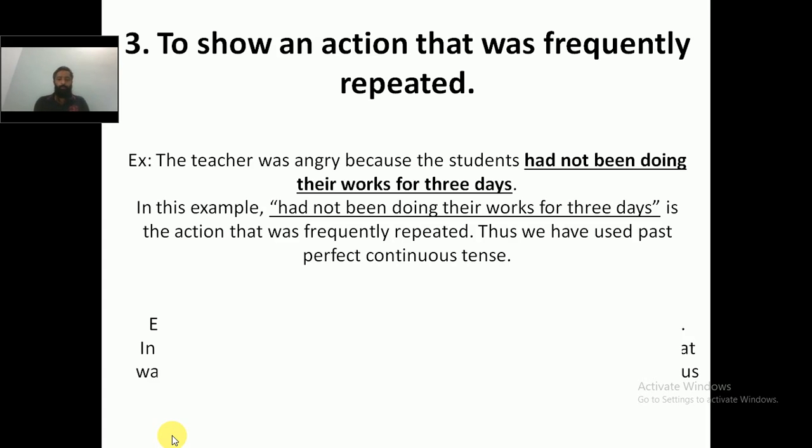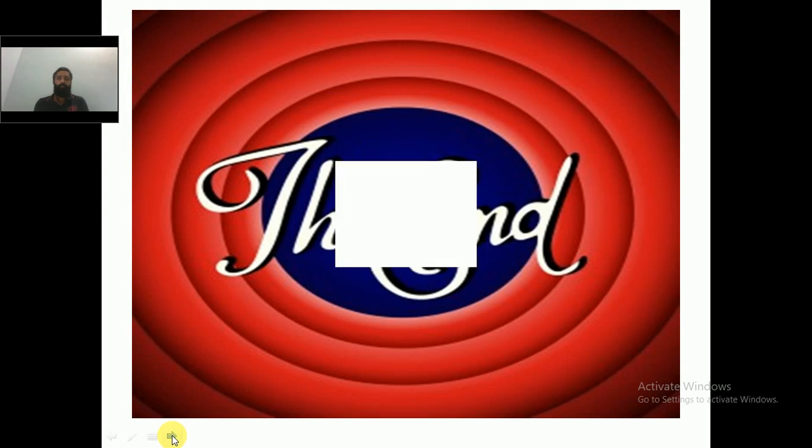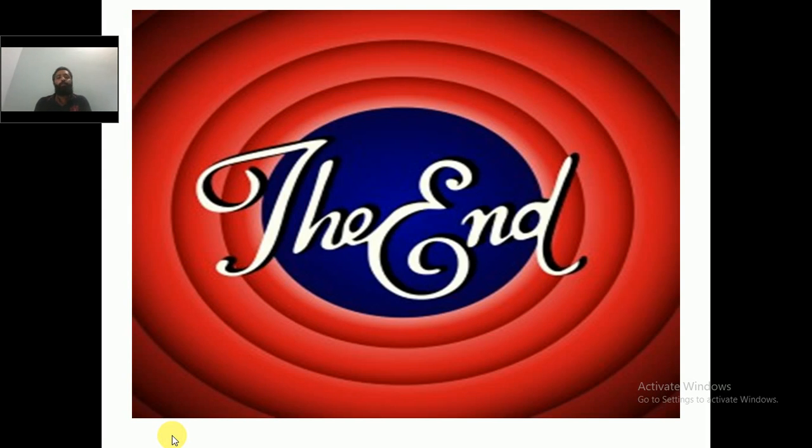To make you understand it better, I have given another example here. She was annoyed because he had been phoning her every day. He had been phoning her every day is a frequently repeated action. So we have used the past perfect continuous tense. That's the end of the usages of past perfect continuous tense.